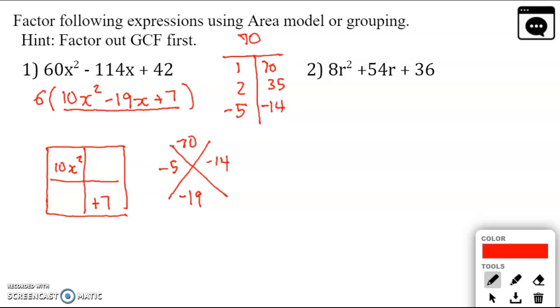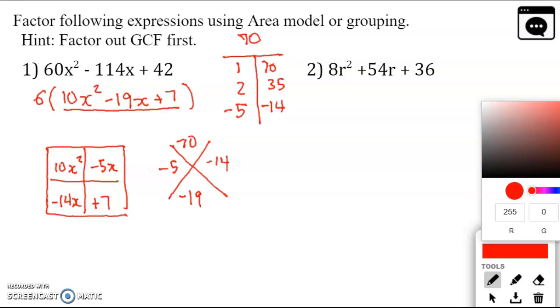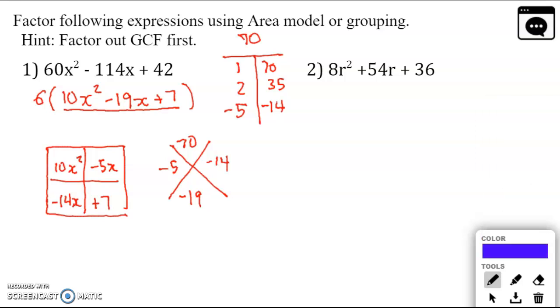And then from here, I fill in the missing boxes, not just negative 5, but this time I'm going to put negative 5x and negative 14x. So basically, I am splitting the middle term, negative 19x, as negative 5x and negative 14x. Now from here, I need to look for a GCF. Okay, I'm going to start with this column. 10x squared minus 14x.